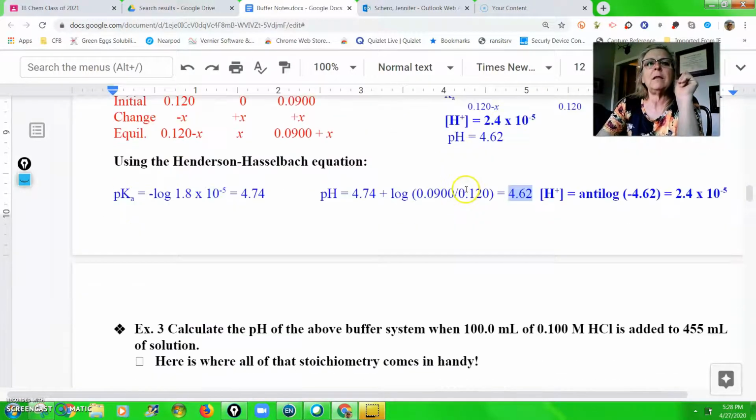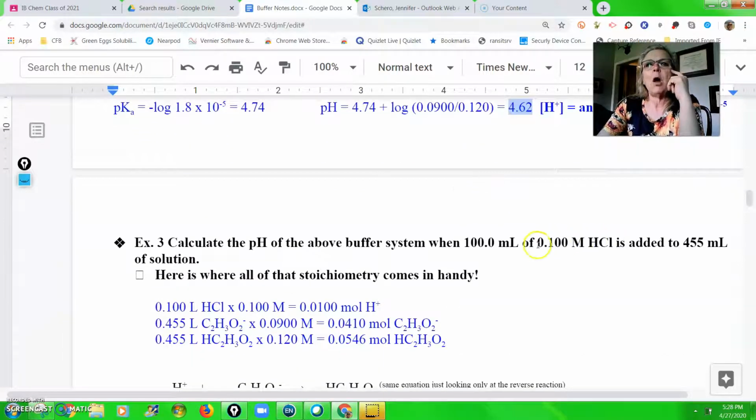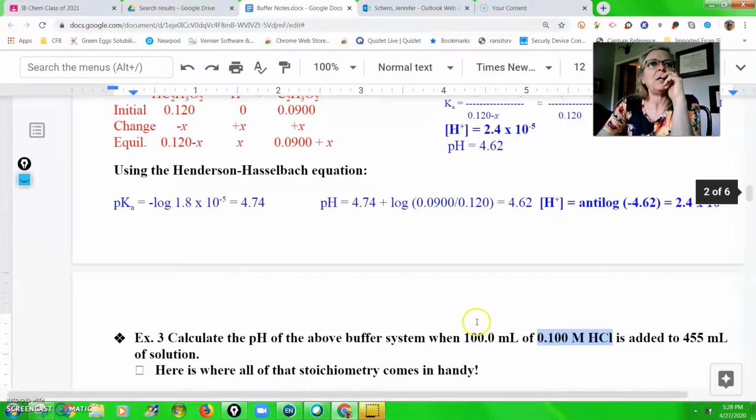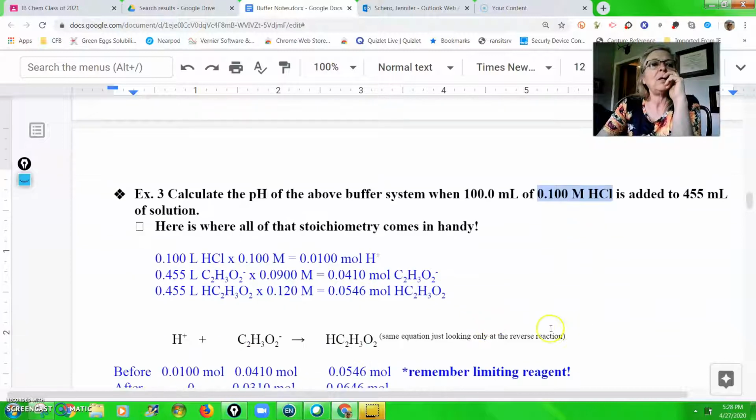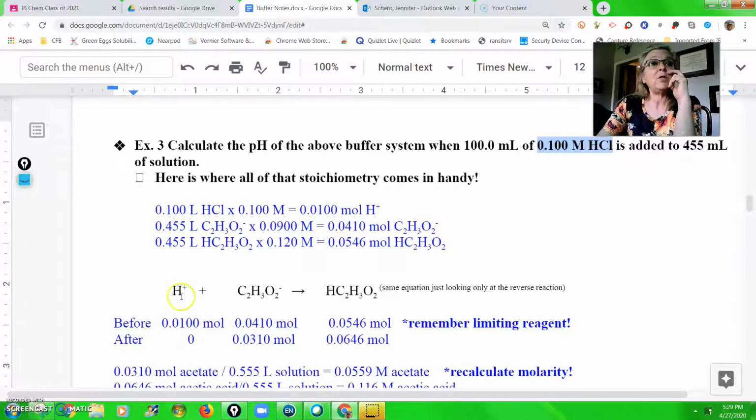All right, so what if we have that same buffer system that we just had from up here, but we are going to add some strong acid to it. So there's our strong acid that we are going to add to it. All right, so here comes our strong acid. First thing we have to do is our stoichiometry here. I have moles of strong acid, I have moles of conjugate base, and I have moles of weak acid. So it is the strong acid and the conjugate base that are going to react first, which is what you see here. Those are going to react. All the strong acid is going to be used up. It's the limiting reactant.